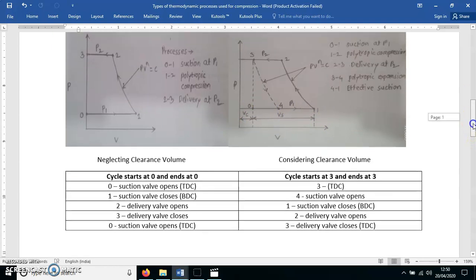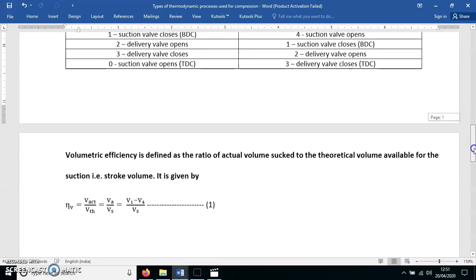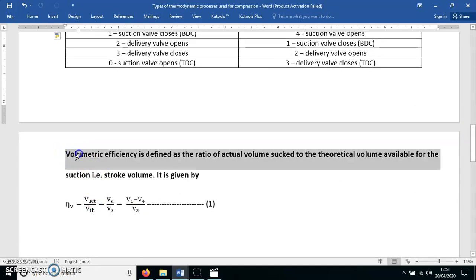So this discussion gives birth to one parameter called volumetric efficiency. What is the volumetric efficiency of the compressor? It is defined as the ratio of actual volume sucked to the theoretical volume available for the suction, and that is the stroke volume. Mathematically it is written as eta V, eta meaning efficiency, V meaning volumetric, is equal to V actual upon V theoretical. Actual volume sucked upon theoretical volume available for the suction.